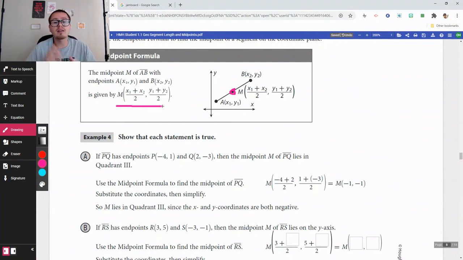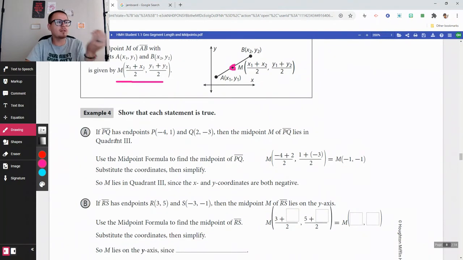Make sure that you get a point when you're doing midpoint formula, because you're looking for the point in the middle. So it's annotated by M, which represents the midpoint, and you're taking the x coordinates and adding them together, dividing by 2, and doing the same thing for the y coordinates, adding them together, and dividing by 2. That gives you your new x and your y to get the point.